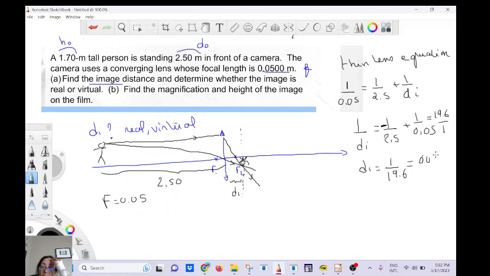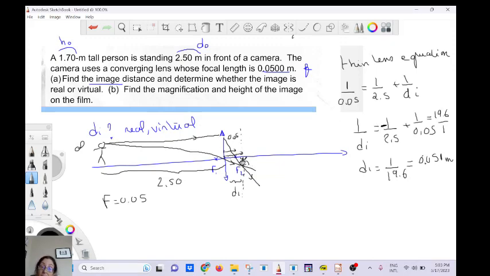about 0.05 meters, or 5.1 centimeters. So it means the focal length is already 0.05, and the distance to the image is 0.051. So it's very close. It makes sense because the distance here is very large, so it's almost like infinity. So if it was basically at infinity, you expect to have the image at the focal point, at focal distance.